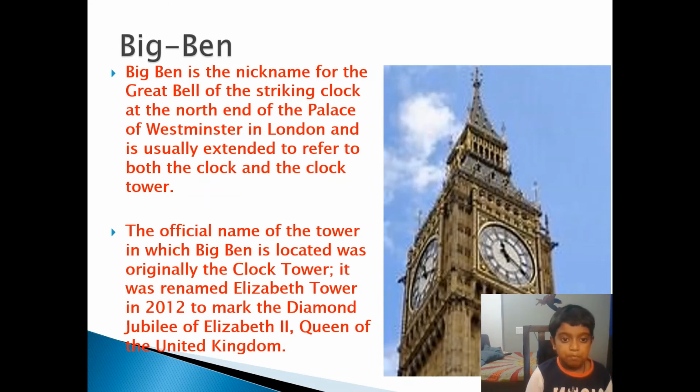Big Ben. Big Ben is the nickname for the Great Bell, a striking clock at the north end of the Palace of Westminster in London, and usually extended to refer to both the clock and the clock tower. The official name of the tower in which Big Ben is located was originally the Clock Tower. It was renamed Elizabeth Tower in 2012 to mark the Diamond Jubilee of Elizabeth II, Queen of the United Kingdom.